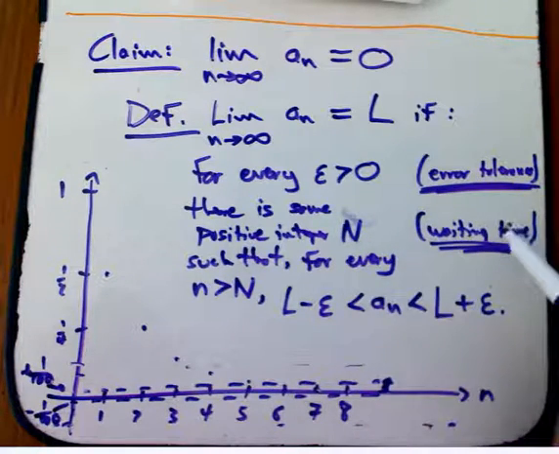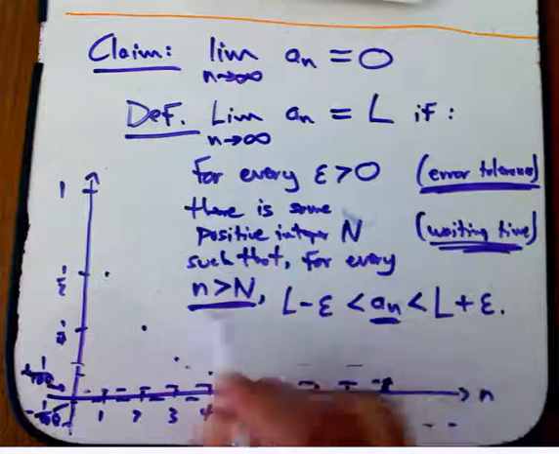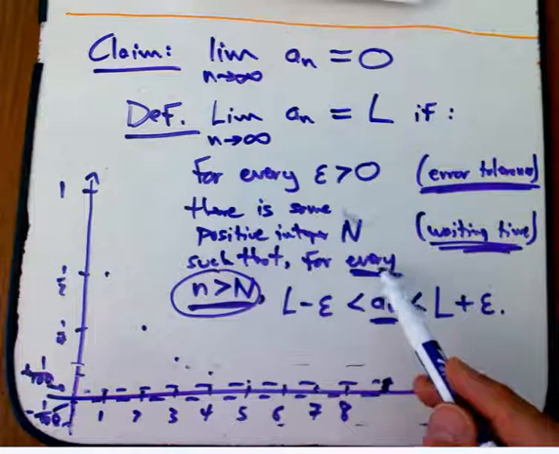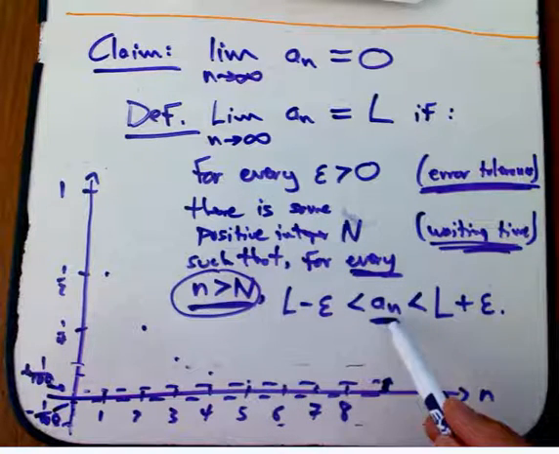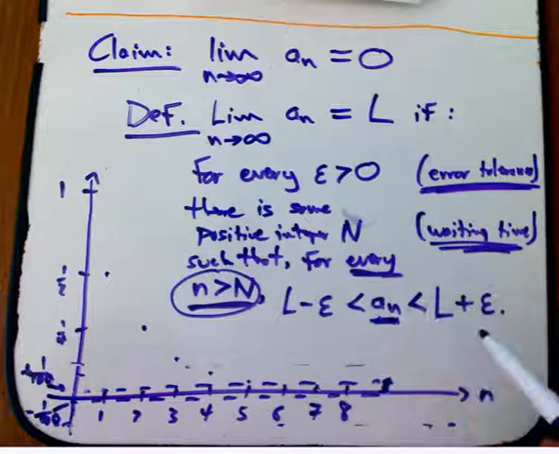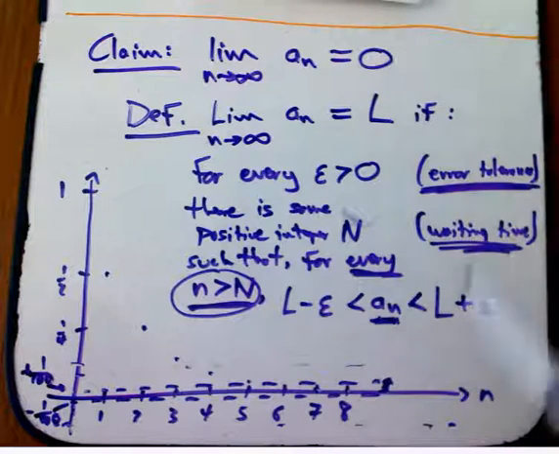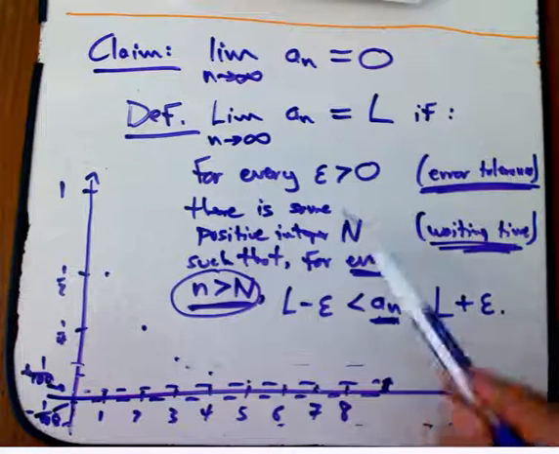There's some waiting time such that after that waiting time, if I look at the terms in the sequence after that waiting time, and notice it's every n, so as long as I passed the waiting time, everything works after that. Everything is in the error bounds. That's the gets into the error bounds and stays there part. So as long as we're past the waiting time, all the values after that, every single one, should be within epsilon of the desired number L. So for example, here, this would be L equals 0. We'd be saying that those 1 over 2 to the n's are between minus epsilon and epsilon. For any epsilon, I can choose an n.